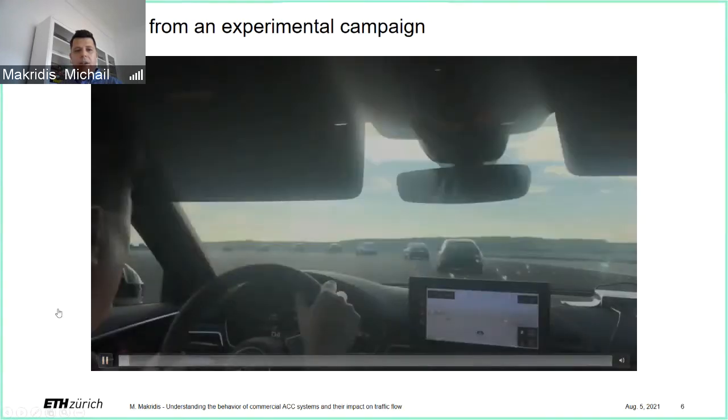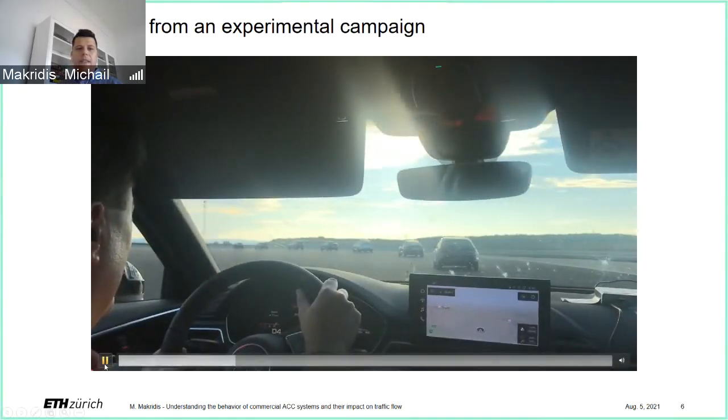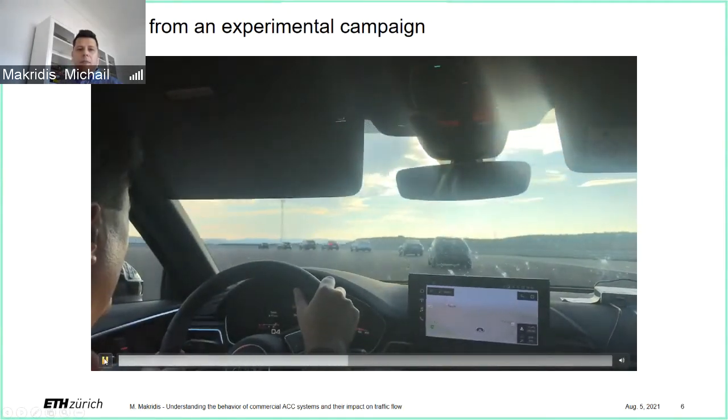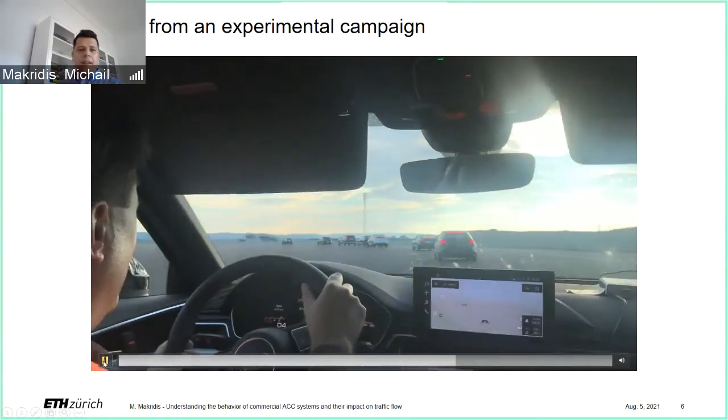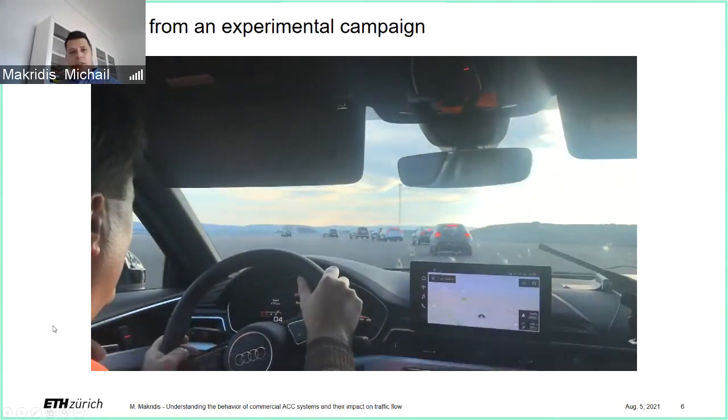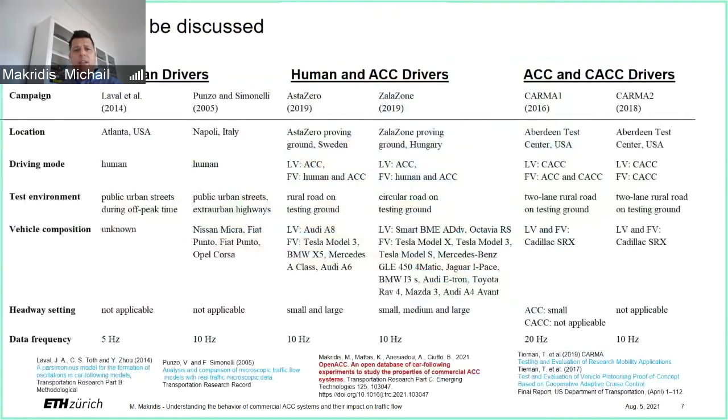Okay, so it's clear that there are safety concerns for the platoon. I mean, this platoon was going at a steady speed of 40 kilometers per hour, and there was a deceleration of 10 or 15 kilometers per hour.